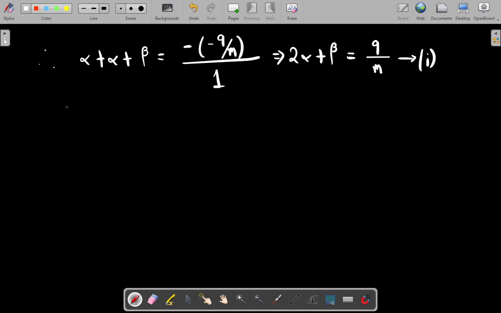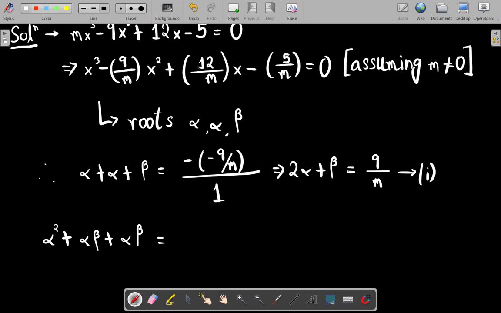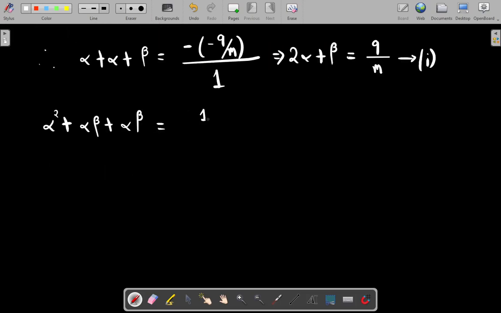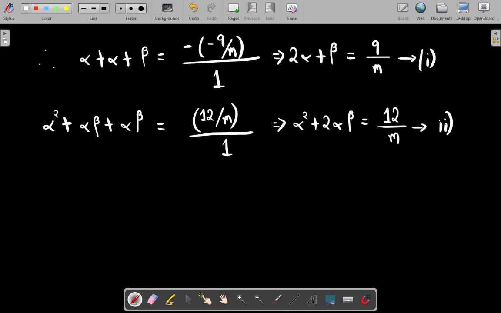Then we have the sum of product of roots taking 2 at a time. So we have alpha square plus 2 alpha beta, which will be equal to the coefficient of x upon the coefficient of x cube, which is 12 upon m upon 1. So alpha square plus 2 alpha beta is equal to 12 upon m. Let's say this is equation 2.